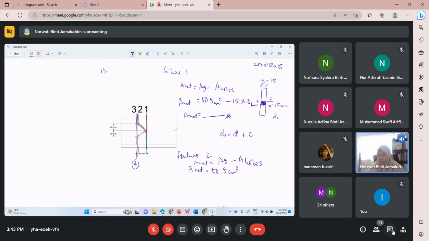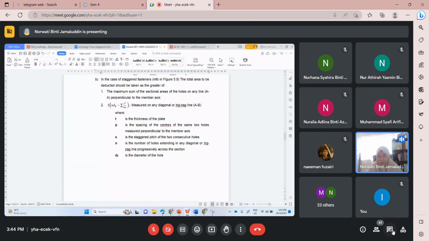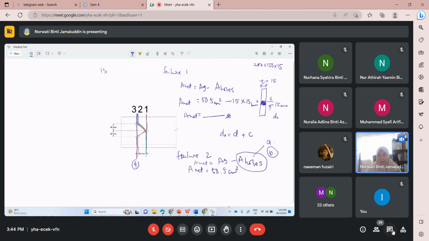This is just a layman understanding. But the area to be deducted is from case A or B. A is this one, B, okay. The failure line number 2 is B, because it is a zigzag line or diagonal. For A, it is the line perpendicular to the member axis. For B, it is measured on any diagonal or zigzag line. So I need to use this formula for the area to be deducted.